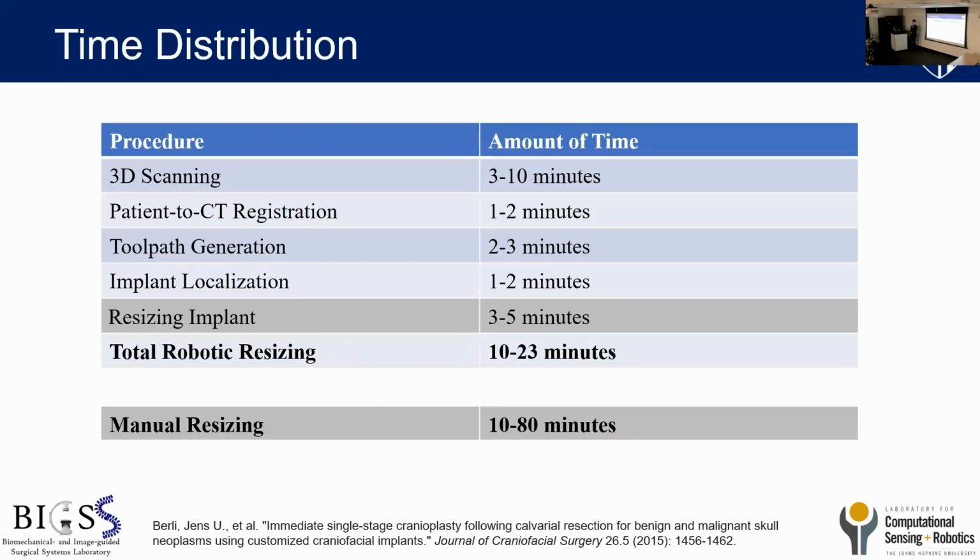And this is the time distribution of each step. The total robotic resizing takes about 10 to 23 minutes. However, these steps can be done on the side. It will not affect the surgical time. The actual resizing time by the robot is only 3 to 5 minutes, whereas the manual resizing can take 10 to 18 minutes, as reported by the paper.